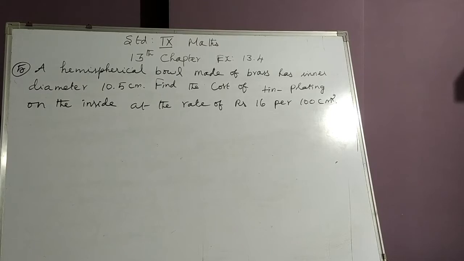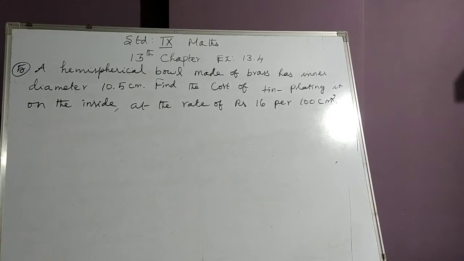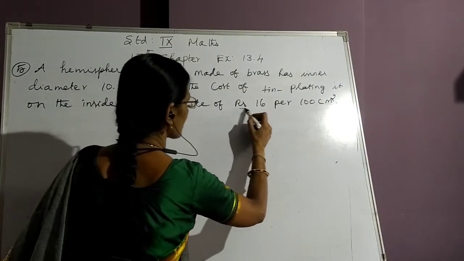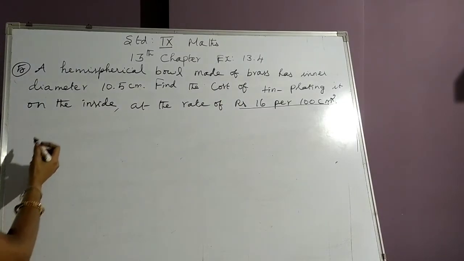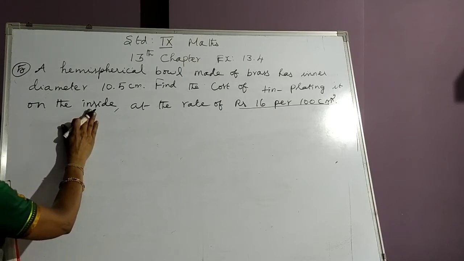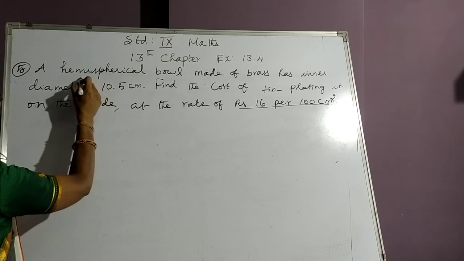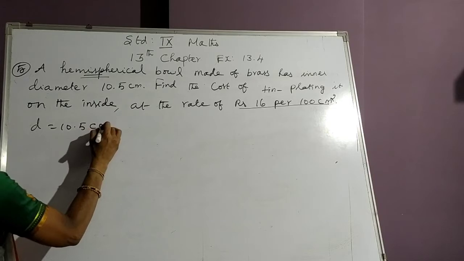Fifth question is, a hemispherical ball made up of brass has inner diameter 10.5 centimeter. Find the cost of tin plating it on the inside at the rate of rupees 16 per 100 centimeter square. So we are asked to find out the cost. Cost for what? For tin plating inside. So only inner curved surface area is painted and inner diameter is given and it is a hemisphere. So diameter is 10.5 centimeter.